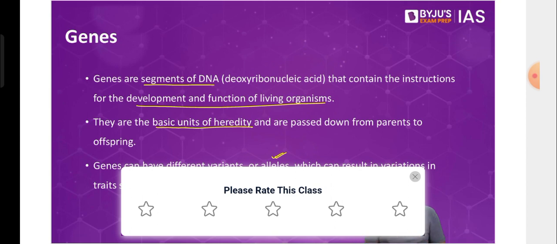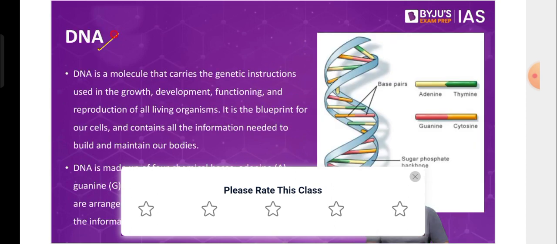So these are genes, which are segments of DNA. It's a molecule that carries the genetic instructions used in the growth, development, functioning, and reproduction of all living organisms. And that's why we say that it's a blueprint for all our cells, and all the information that is needed for building and maintaining our body and our lives. All these things are there inside the DNA, and it is made of 4 chemical bases: adenine, guanine, cytosine, and thymine. So A, G, C, T. And they are arranged in a certain sequence so that they can actually form genes.